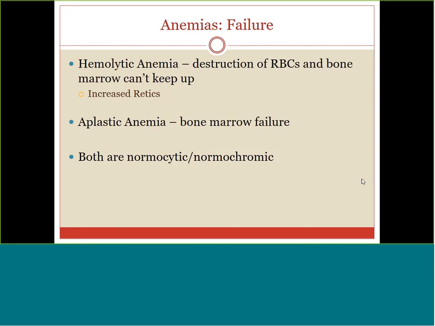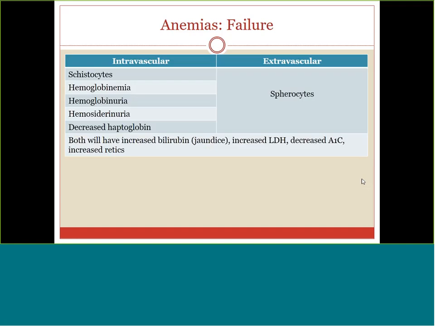Aplastic anemia is bone marrow failure, and most of the time we don't know why it happens, but your bone marrow can fail and all of a sudden just not be producing cells. Both of these are under the normocytic normochromic category. All right, so here are some key findings of hemolysis. Remember, hemolysis we separate into 2 categories, intravascular and extravascular. In other words, it just means where is it occurring. If the hemolysis is occurring inside the blood vessel, then it's intravascular. If it's occurring in the spleen, then it's extravascular.